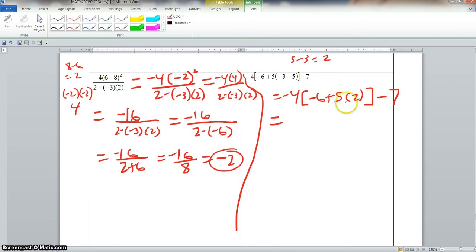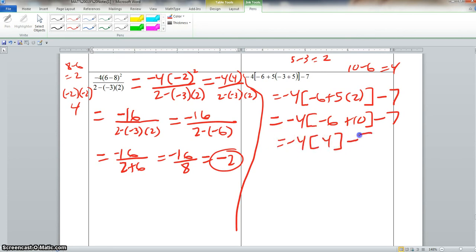And we still have to work inside this bracket because we're not done with it yet. So we have addition and multiplication. We know we will multiply. 5 times 2 is 10. So we have -4 bracket -6 plus 10 bracket -7. -6 plus 10, we'll read that as 10 minus 6, which is 4. And since 10 is the larger number and positive, our answer would be positive. So we have -4 bracket 4 minus 7. We're done inside this bracket.